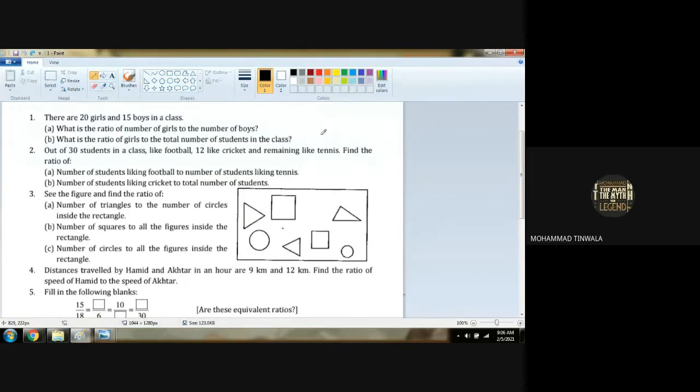Okay, now from your point of view, tell me what we have to compare in question A. We have to compare between girls and boys. Yes. So girls and boys are given in the question. What do we have to compare in question number B? Who will tell me?